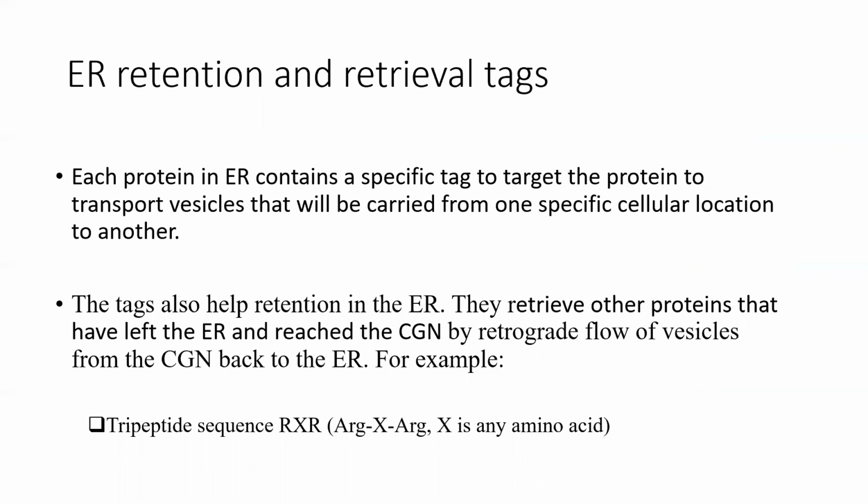Well, each protein has a specific tag to target the protein to transfer vesicles that would be carried from one specific cellular location to another. The tag helps to retain proteins in the ER because it retrieves the proteins that left the ER to the Golgi apparatus. So pretty much any vesicle of protein from the Golgi apparatus pushed back to the ER in the retrograde movement, we consider a tag.